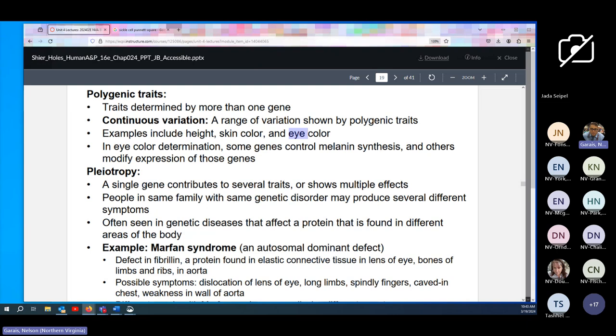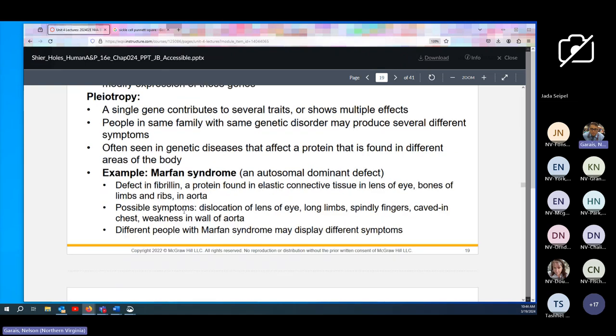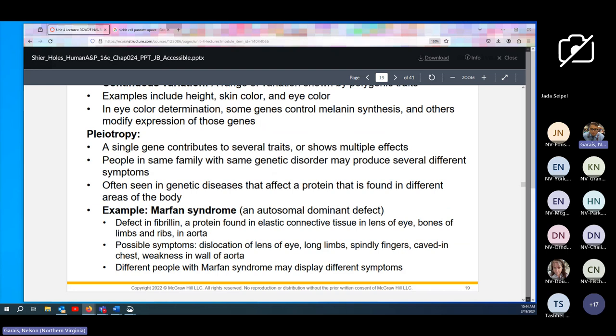Now, pleiotropy, right? The best way to put it is you have one gene that's going to give you lots of problems or lots of physical effects. So one gene, multiple effects. And the example of it is this disease, autosomal dominant. Put that with your Huntington's, right? If we're asking which one's autosomal dominant and which one's autosomal recessive, and that's what?